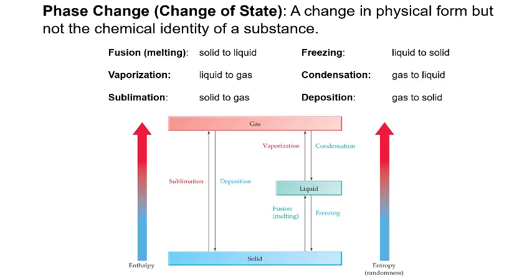So a phase change is defined as a change in the physical form, but not the chemical identity of the substance. And so we know that fusion or melting is going from a solid to a liquid, vaporization is going from liquid to a gas, sublimation is going straight from a solid to a gas, whereas freezing is going from liquid to solid, condensation is going from a gas to a liquid, and deposition is going straight from a gas to a solid. Okay, so you can see we can go between solid and gas either directly through sublimation and deposition, or we can go via the liquid intermediate.